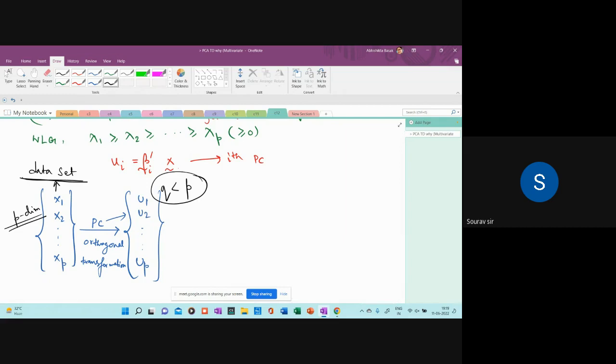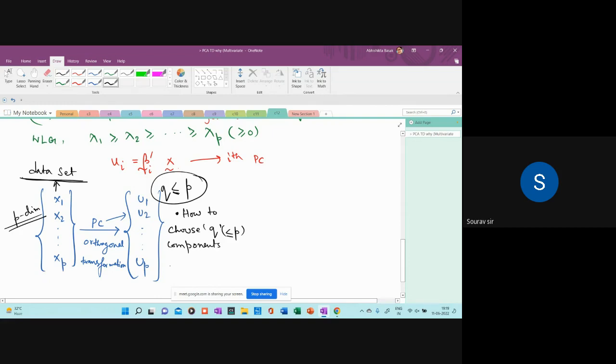But what is the condition under which these q components will be sufficient, and how am I going to choose them? What is the criterion for choosing these q components? So two questions: how to choose these q components, with q less than p. I should write less than or equal to p. Sometimes it doesn't give a reduction, but in most cases q is less than p. But this is the bound, basically.